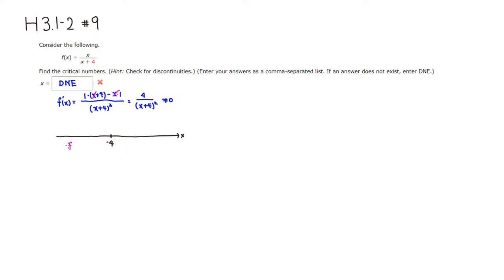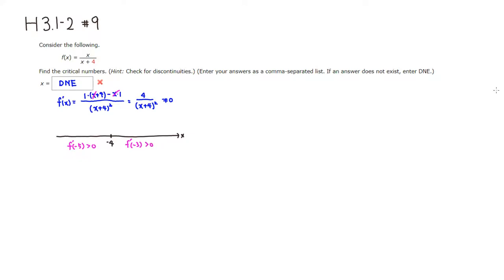So we have f prime of anything smaller than -4. I'll try -5. If you plug it in, you can see that 4 is positive, and -5 plus 4 is negative, but because of the square, it's positive, so everything is positive. And after -4, we can try -3, and everything is positive, so it's positive.